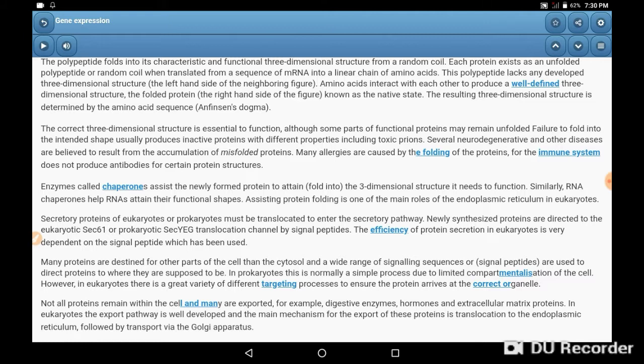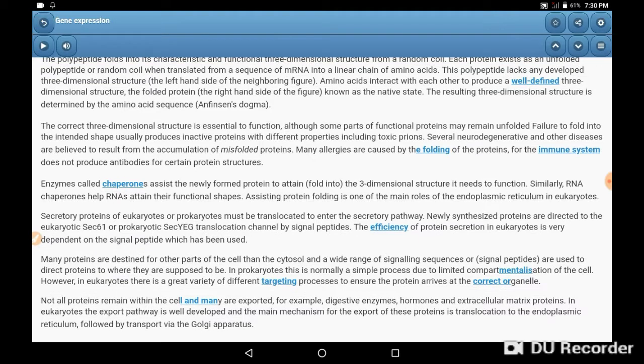Newly synthesized proteins are directed to the eukaryotic Sec61 or prokaryotic SecYEG translocation channel by signal peptides. The efficiency of protein secretion in eukaryotes is very dependent on the signal peptide which has been used. Many proteins are destined for other parts of the cell than the cytosol, and a wide range of signaling sequences or signal peptides are used to direct proteins to where they are supposed to be. In prokaryotes, this is normally a simple process due to limited compartmentalization of the cell.